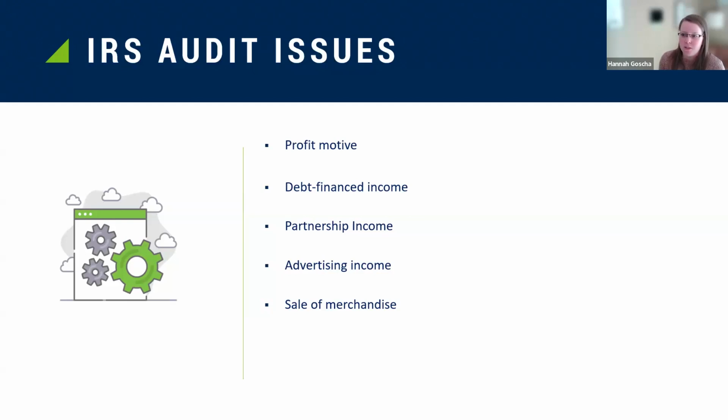So one of the things that they're going to look at is UBIT. So they're going to look at your profit motive. Is that rental income debt financed? And it really should be subject to UBIT income tax. Your partnership income, like we were just talking about, are they disclosing to you? Are you picking up the correct amount of the UBIT income? Advertising income, and then sale of merchandise.